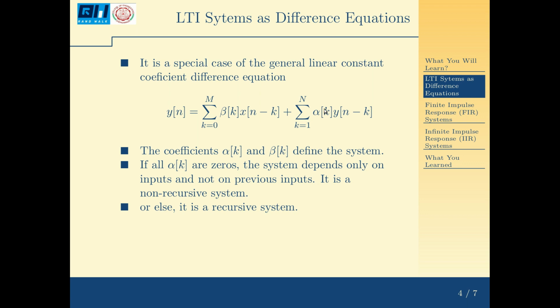Now, if all alpha k values are zero, then the second term will not be present. If alpha k is 0 for every k, then the second term will not be present, and you can see that the output depends on present inputs and past inputs, and not on any past outputs. So it's a non-recursive system. Otherwise, if alpha k are non-zero, then it's a recursive kind of system.